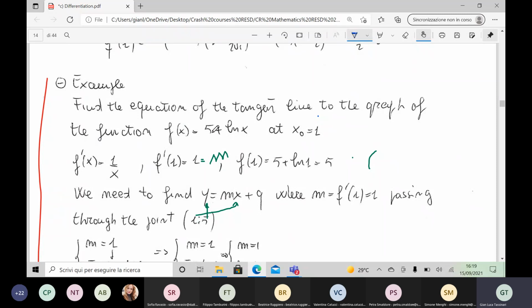The derivative of 5 is 0. The derivative of ln of x is 1 over x. So this is the first order derivative, which represents the slope of the tangent line to the graph of this function as a function of x.